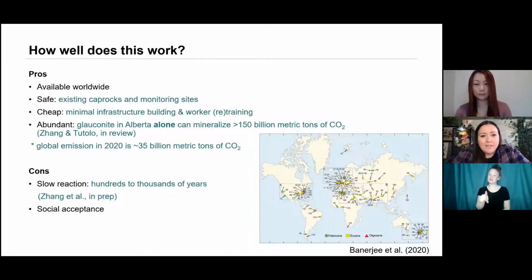Are there other gases that caprock can absorb? We know there are other greenhouse gases that we're worried about, like methane or something like that.